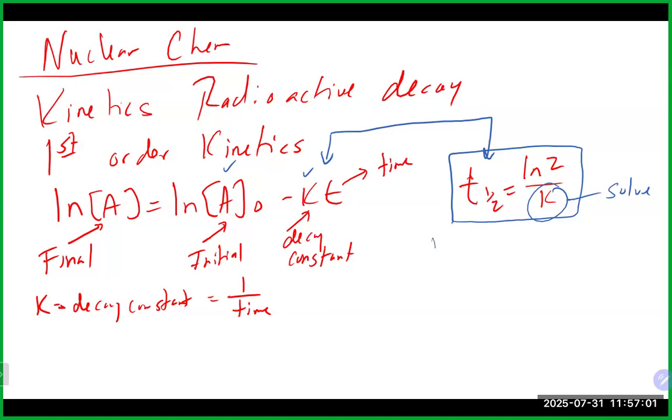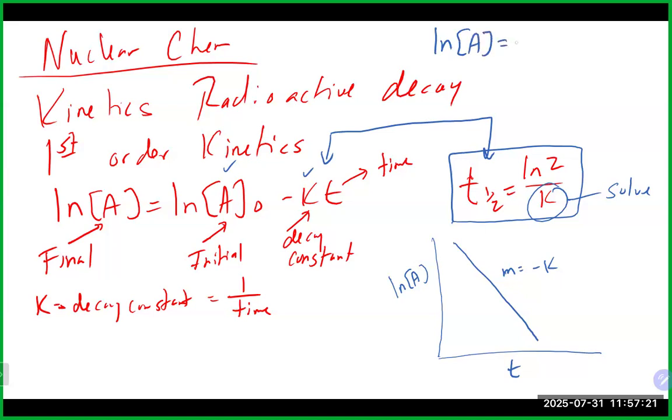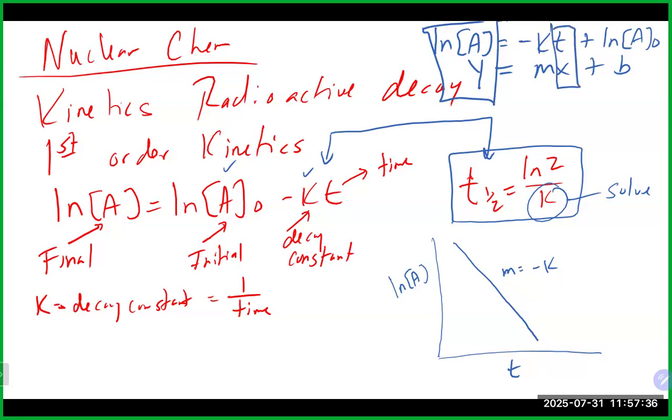There are specific graphs that go with first order kinetics. The main one is the natural log of A versus time. That will give you a linear relationship where the slope of that line is equal to minus the decay constant. That's because if you rearrange the first order kinetics equation like so, it is in the form of a straight line, y equals mx plus b. So graphed on the y is the natural log of A, graphed on the x is time.